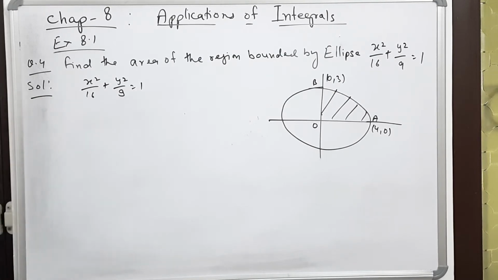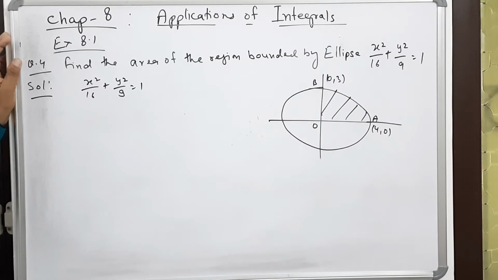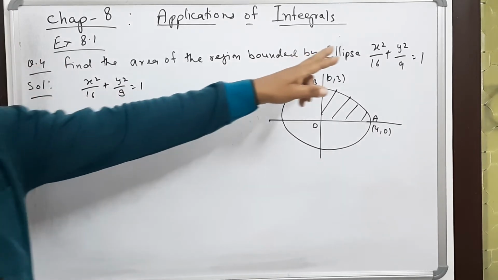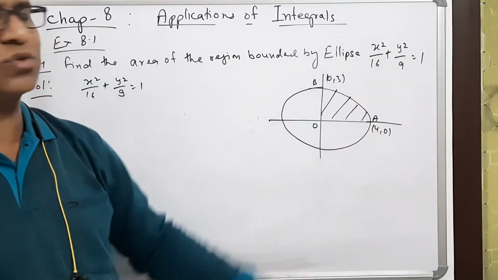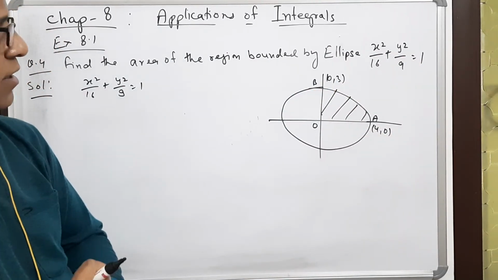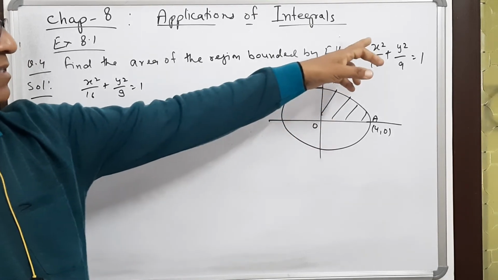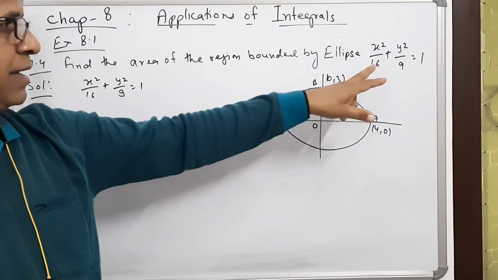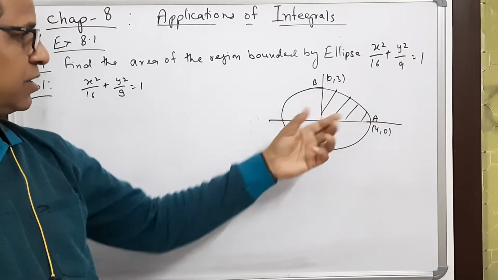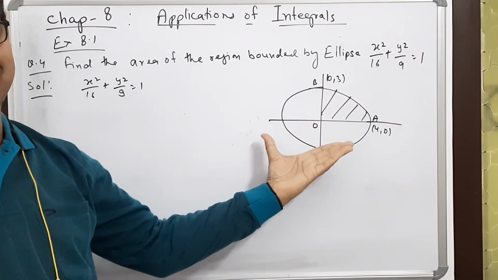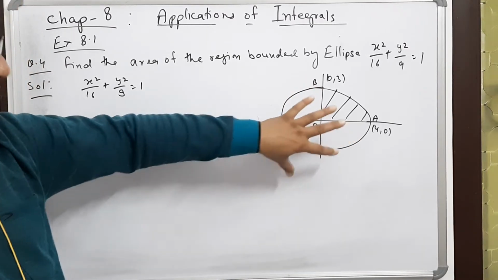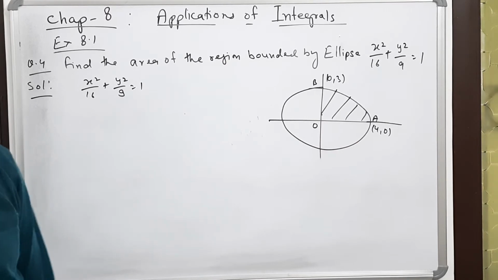Yes, dear students, a very important sum, and question number 4 and question number 5, both the sums are based on area of the ellipse. Here it is x square upon 16 plus y square upon 9 equals to 1. You know the form is x square upon a square plus y square upon b square equals to 1. Here the value of a square is bigger, so it will be more spread on the x-axis and less on the y-axis. And you have read this in the 11th class under conic section.